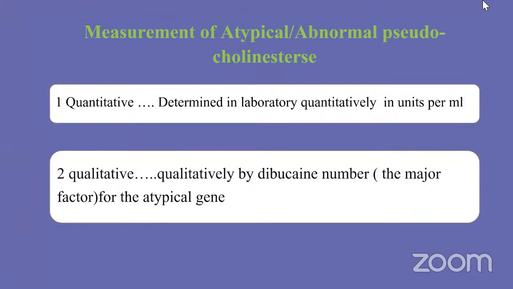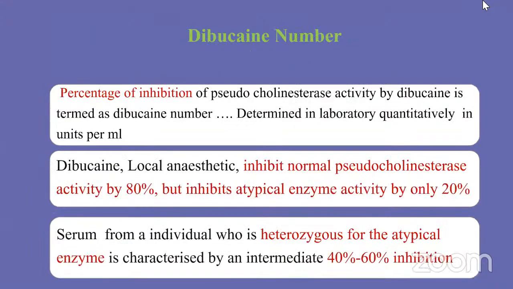So how do we measure atypical or abnormal pseudocholinesterase? It can be measured quantitatively in the laboratory, expressed in units per ml, or qualitatively by the dibucaine number for the atypical gene. The dibucaine number is the percentage of inhibition of pseudocholinesterase activity by dibucaine. Dibucaine is a local anesthetic which inhibits the normal pseudocholinesterase activity by 80%, but inhibits the atypical enzyme activity only by 20%. In the heterozygous case, the inhibition will be between 40 to 60%. So based on the amount of inhibition, we can identify whether it is normal, homozygous or heterozygous.